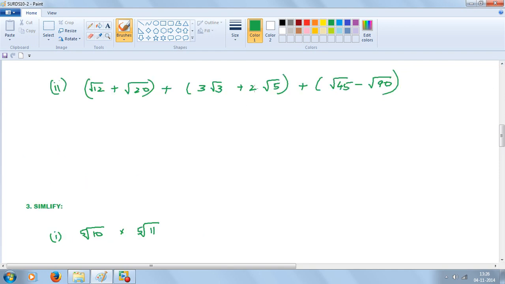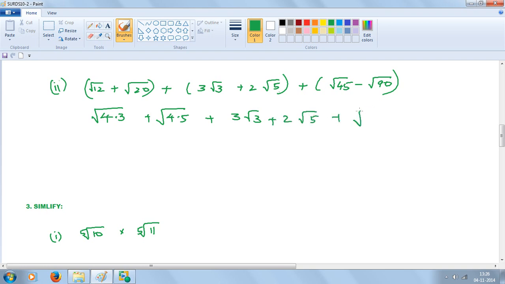So the third problem. You have to add these things, so you have to find the common factor. Root 12 you can write as root 4 multiplied by 3, plus root 5 is root 4 multiplied by 5, plus 3 root 3 plus 2 root 5.